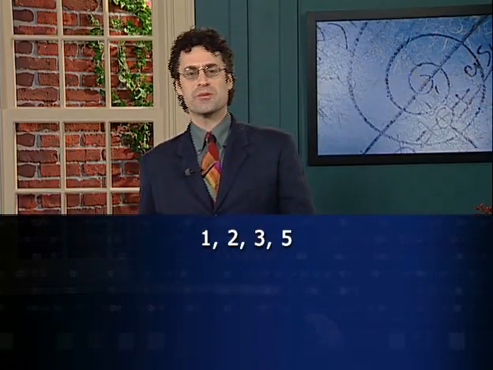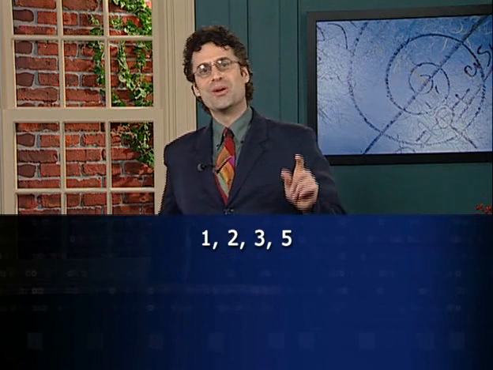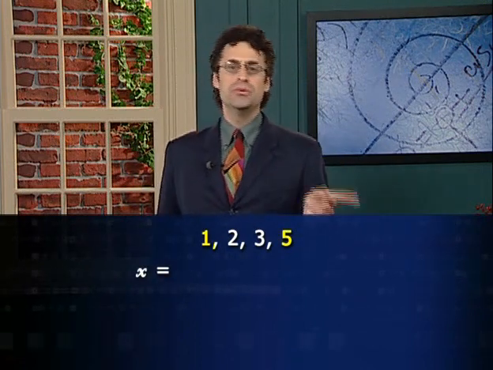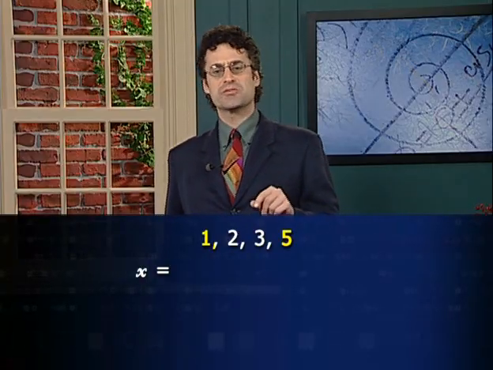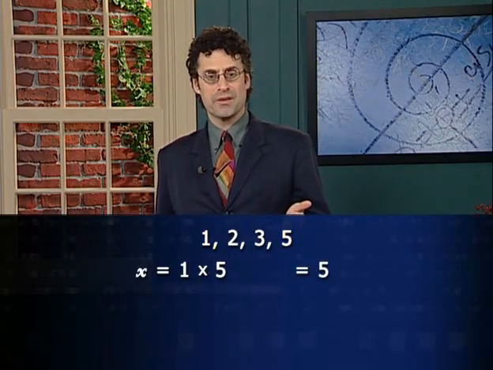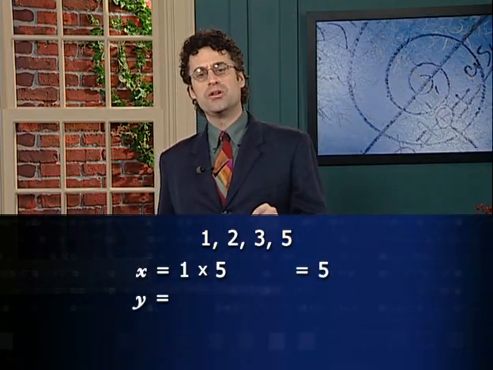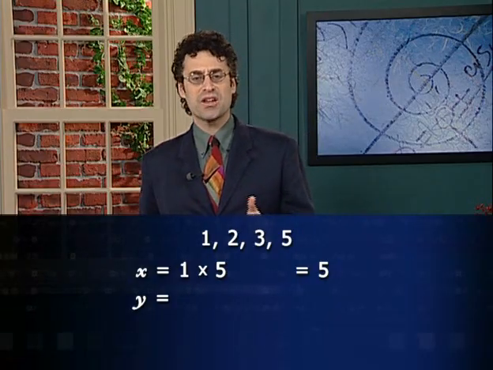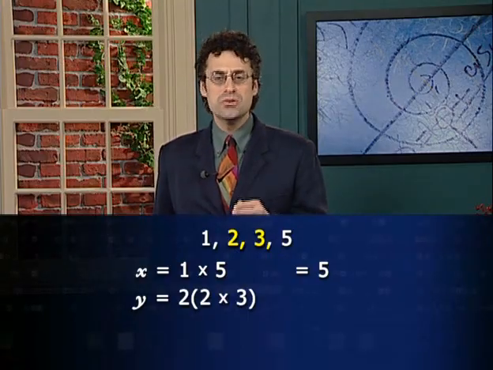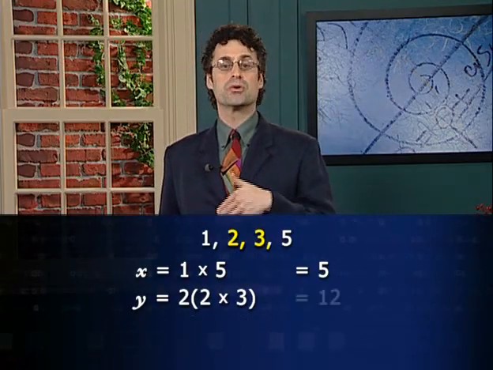So for illustrative purposes, let's consider 1, 2, 3, 5. Those are 4 consecutive Fibonacci numbers. Now, we let x equal the product of the outer 2 numbers. In this case, x will be 1 multiplied by 5, which equals 5. We let y equal 2 times the product of the inner numbers, which in this case would be 2 times 2 times 3, or 2 times 6, or 12.